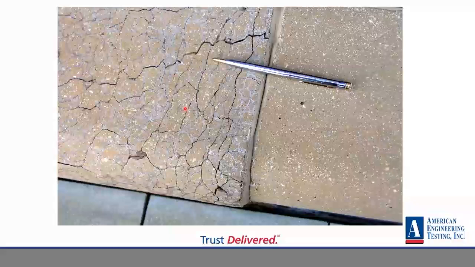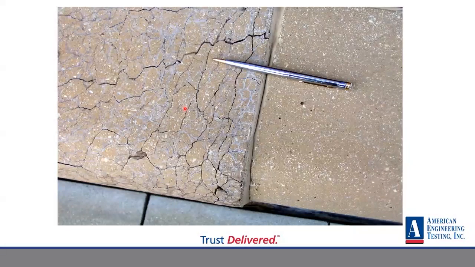Some more field examples of ASR. This is a concrete sidewalk. Again, you can see that cracking that just destroyed this slab, this sidewalk here, and all that white filling in the cracks is the amorphous silica gel.